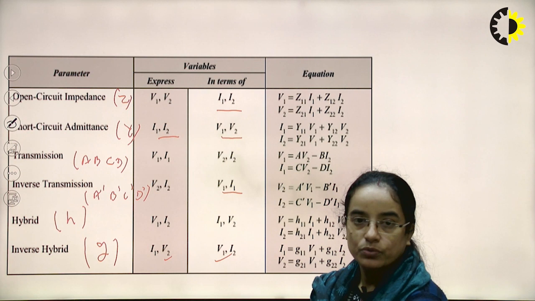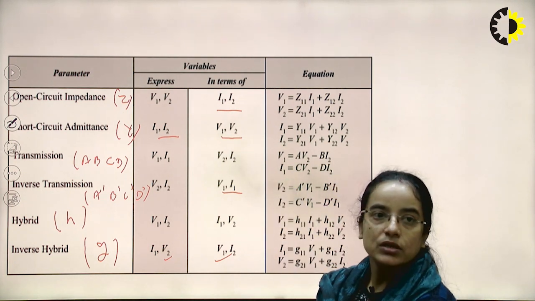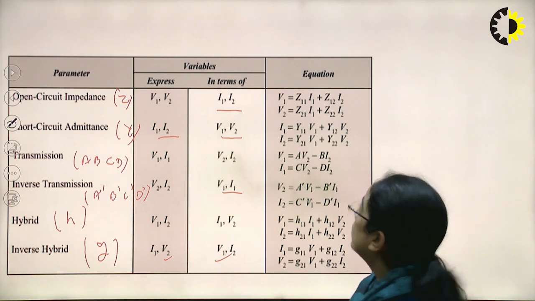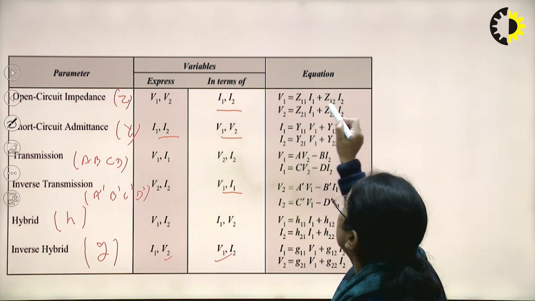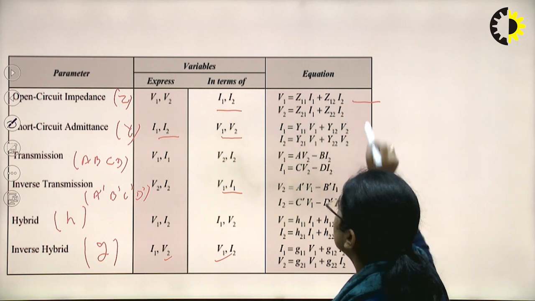The overall equations will be, suppose we are writing the open circuit impedance parameter equations, then V1 equals Z11 I1 plus Z12 I2, and V2 equals Z21 I1 plus Z22 I2.